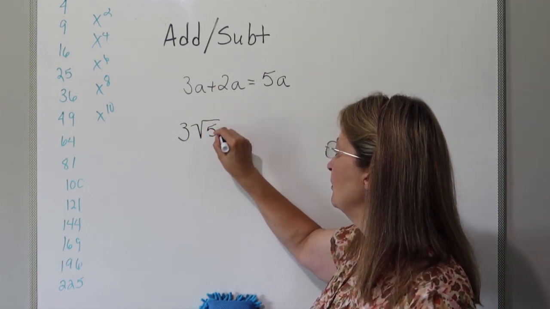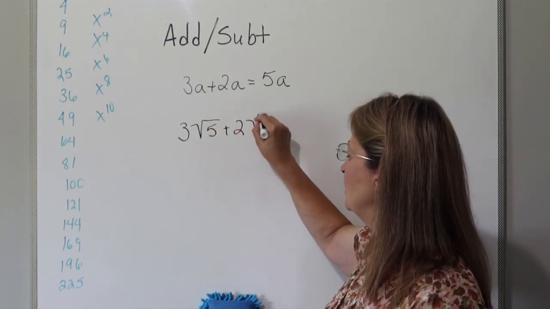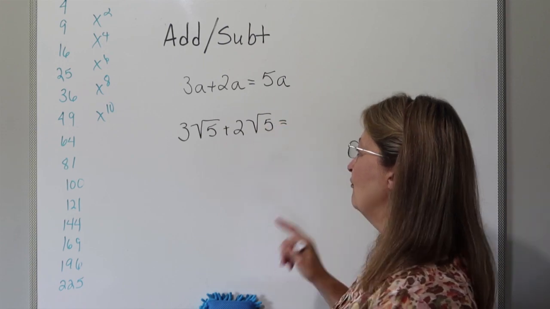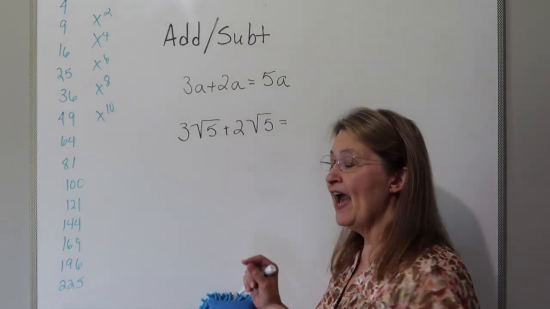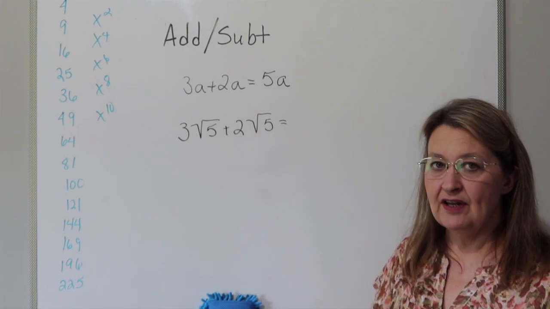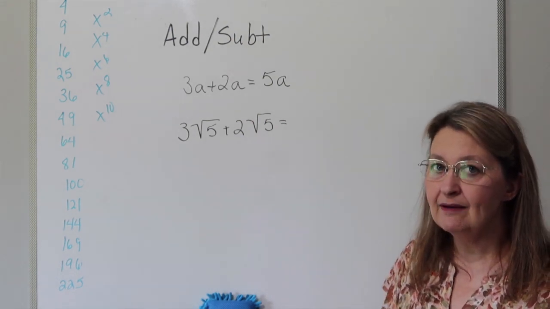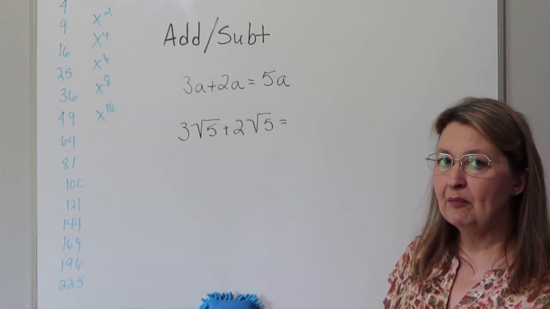If I have 3 square root of 5 plus 2 square root of 5, first of all, these radicals have to match. They have to have the same index. They have to have the same radicand. Otherwise, you cannot combine them.